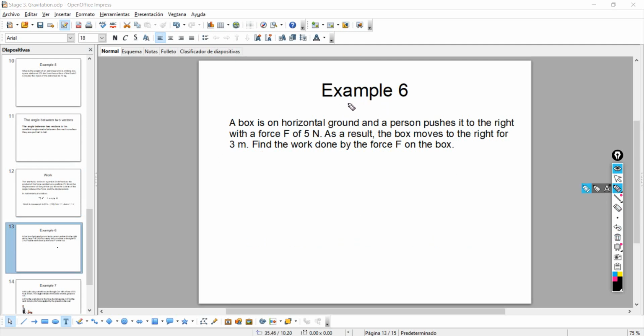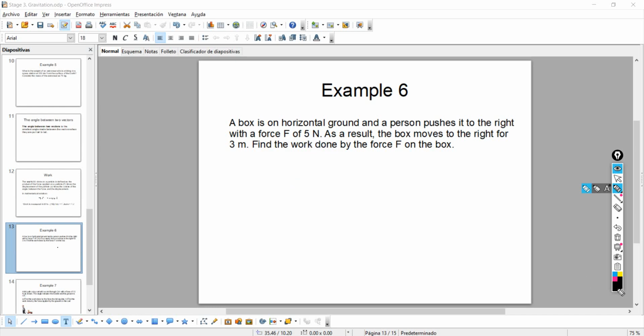So example number 6. Why example number 6? Because example number 5 was about gravitation, and we jumped towards here. So let's see, guys. We have the following. A box is on horizontal ground, and a person pushes it to the right with a force F of 5 newtons.